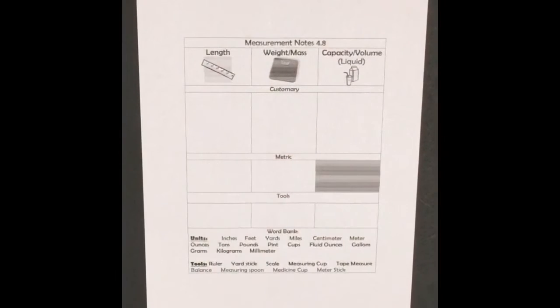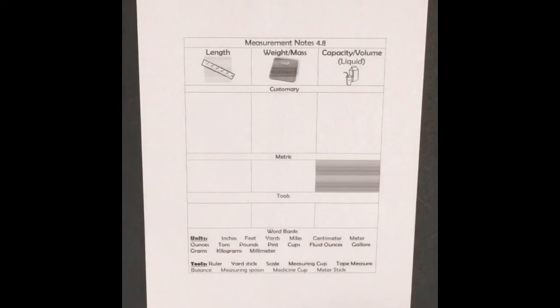So this is the beginning of measurement. The measurement unit covers 3 different types of measurement. There is the measurement of length, how long something is. This can also include height or width as well. Length is really when you are using a flat surface of some kind and measuring a flat surface from one point to another.